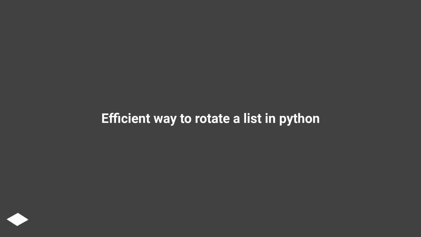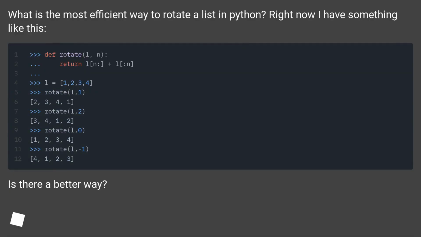Efficient way to rotate a list in Python. What is the most efficient way to rotate a list in Python? Right now I have something like this. Is there a better way?